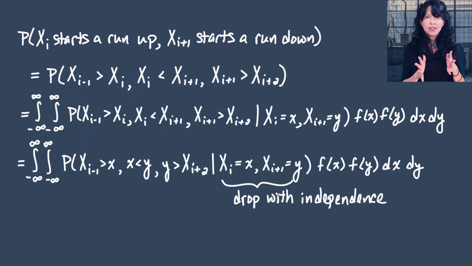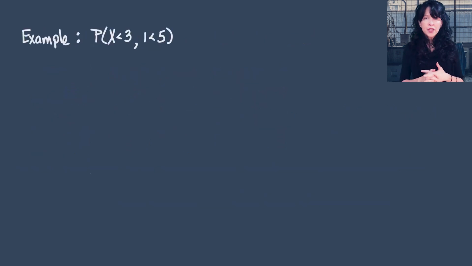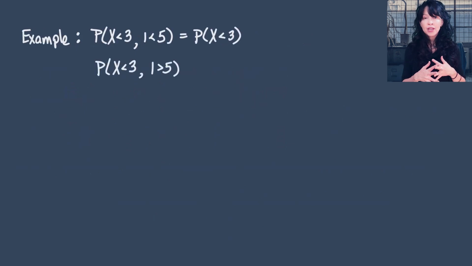I want to leave this problem for just a second and look at a simpler example. Suppose you want to compute the probability that a random variable x is less than 3 and 1 is less than 5. 1 is always less than 5, so the probability that you're looking at here is really just the probability that x is less than 3. Whereas if you want to compute the probability that x is less than 3 and 1 is greater than 5, that is never happening no matter what happens with your random variable x, and this probability is 0.